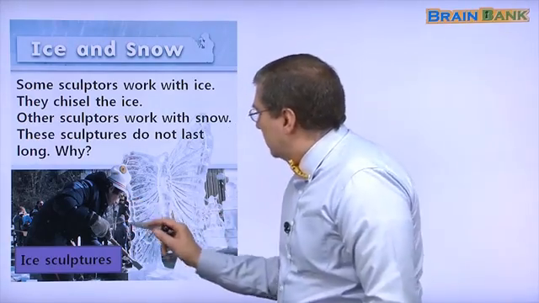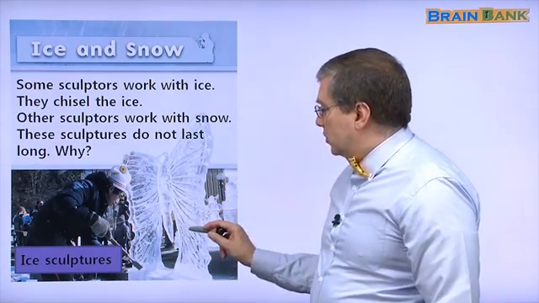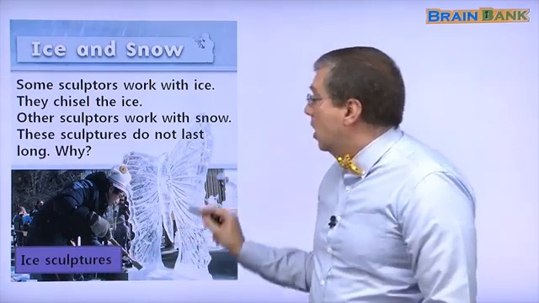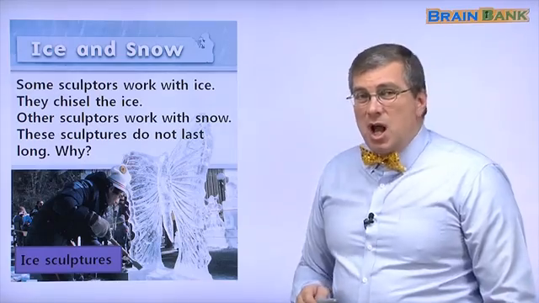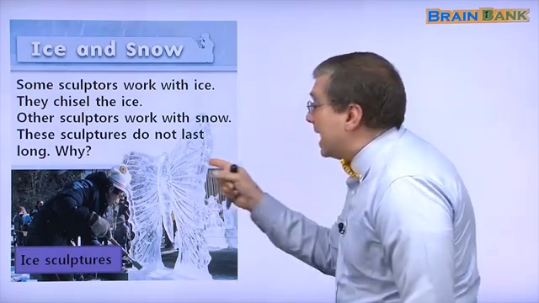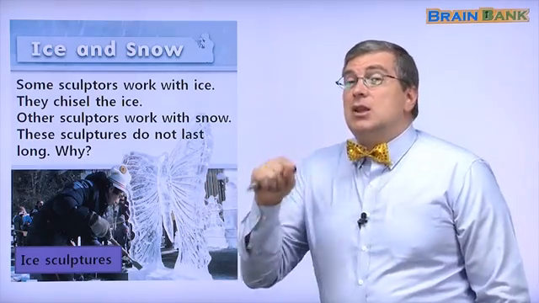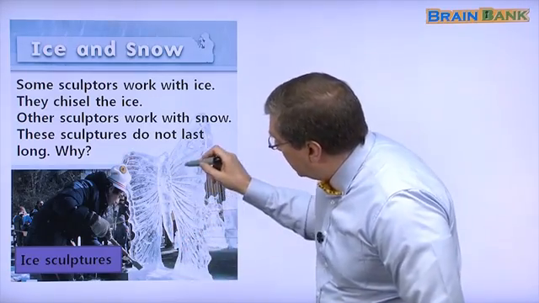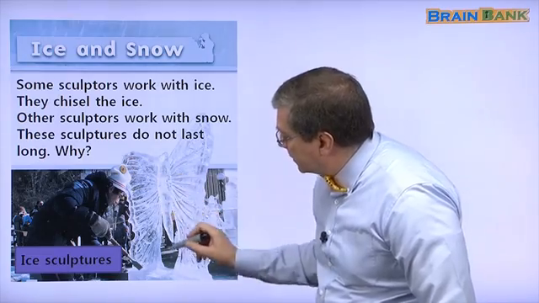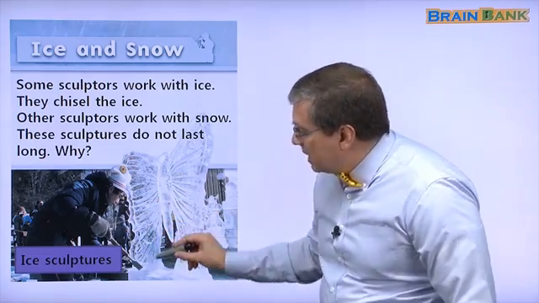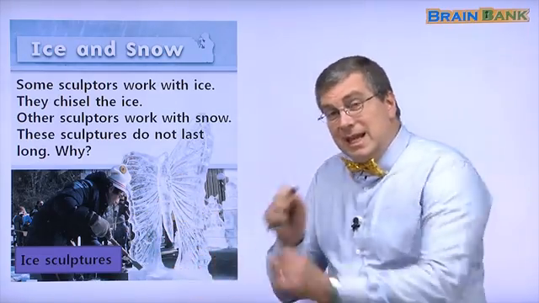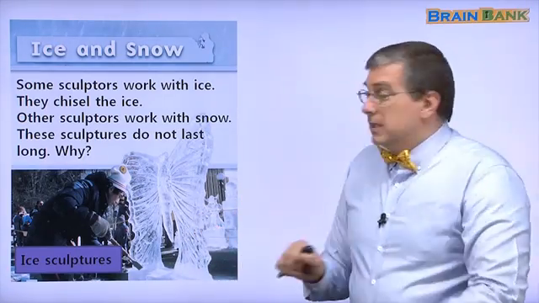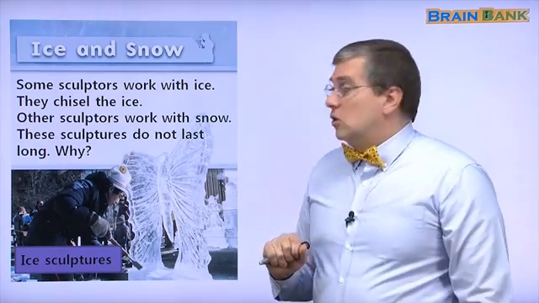What is this man doing? He is making a sculpture from ice. What is it a sculpture of? Let's look. It looks like a butterfly. Here is the body, and here are the wings. See, what tool is he using? What is this tool? It's a chisel. So he's also using a chisel to make an ice sculpture.